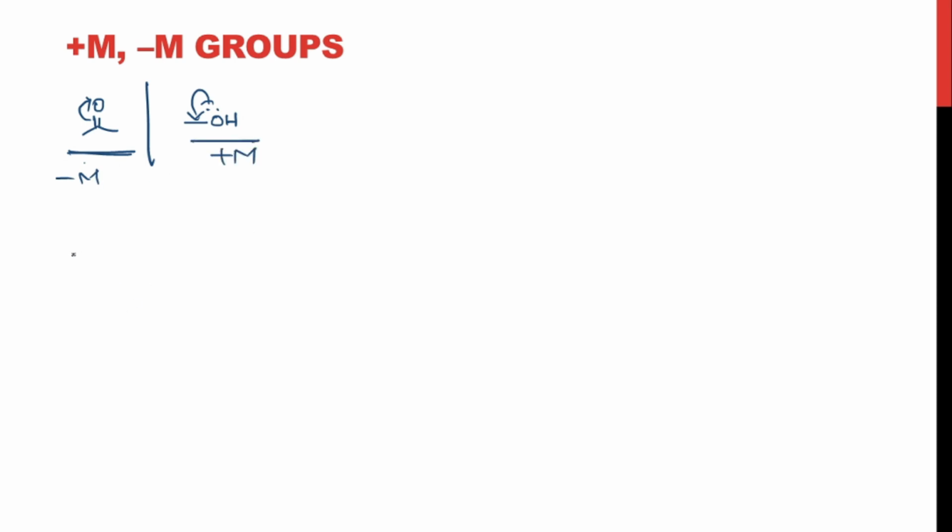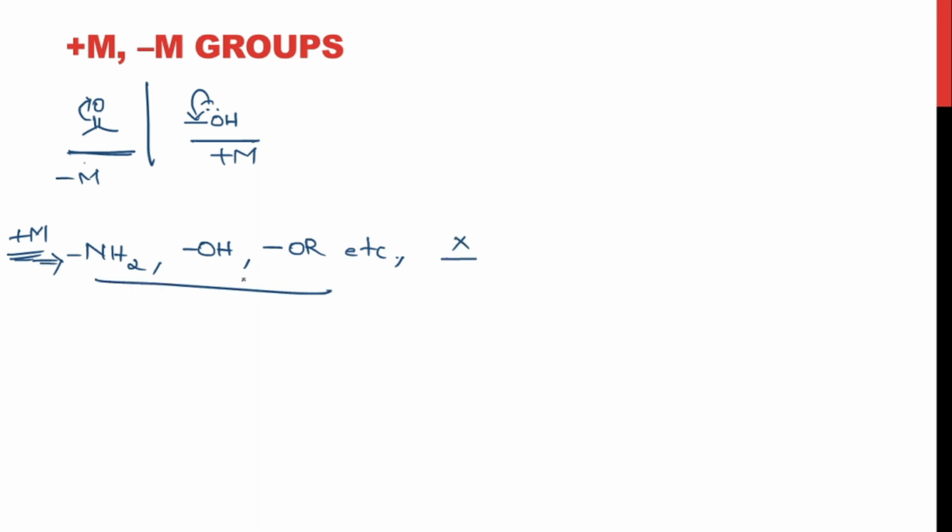So we'll see the groups which are donating and which are withdrawing the electrons. These are the plus M groups: amine, right? Alcohol, ether, etc. You can also see halogen atoms as well. So all these heteroatoms are donating the electrons towards the resonating system, right?